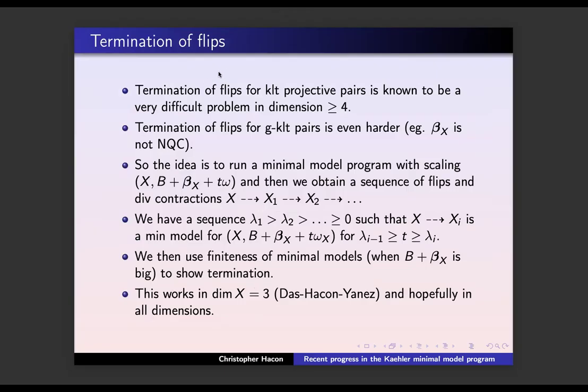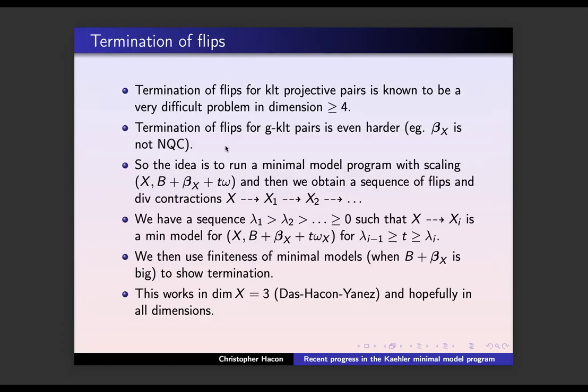So it's known that in general, termination of flips is a very difficult problem. It's settled in dimension 3 in the projective case. In dimension 4, there are many partial results. I don't think that the full result is known when K_X plus B is not pseudo-effective. I think if I remember correctly, it's completely settled in the pseudo-effective case. And in higher dimension, there is partial progress, but it seems to be a very difficult problem.